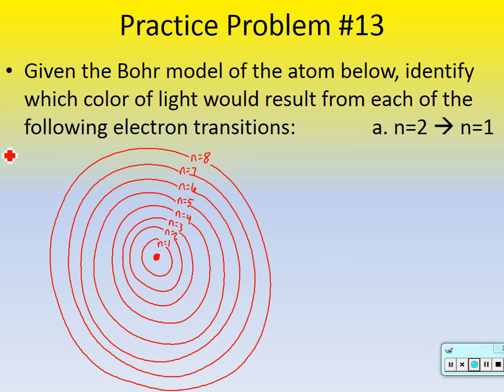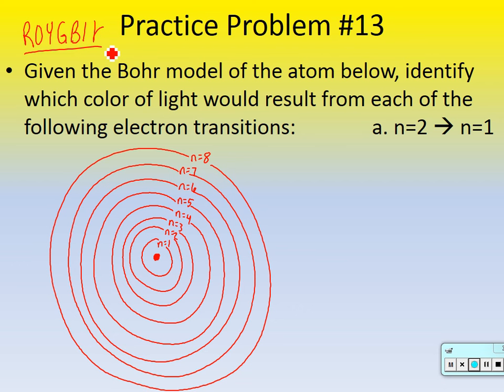Okay, so let's answer this practice problem number 13. It says, given the Bohr model of the atom below, identify which color of light would result from each of the following electron transitions. Okay, I want you to write this somewhere by practice problem number 13. ROYGBIV. It's an easy way to remember all the colors that we can see in the rainbow. Okay, now we're gonna use all of these colors in this practice problem.